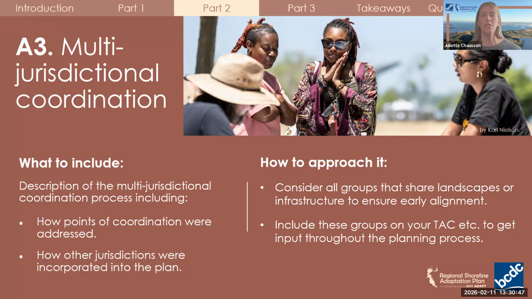Consider all of your neighboring jurisdictions, counties, tribes, special districts, and private entities that share landscape features or infrastructure, and look for opportunities to align planning processes from the start. Consider engaging regional entities or federal agencies that may be able to provide support or frameworks for such collaborative planning. Including these groups on your technical advisory committee, holding quarterly meetings, or setting up other regular touch points to gather input throughout the planning process is a great start.